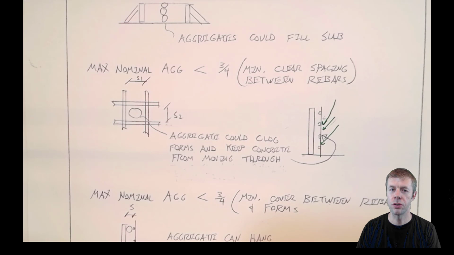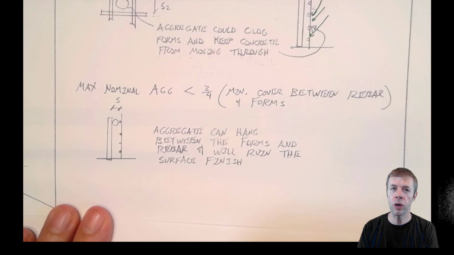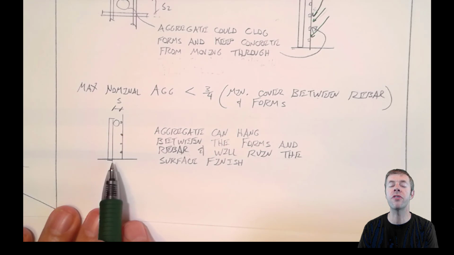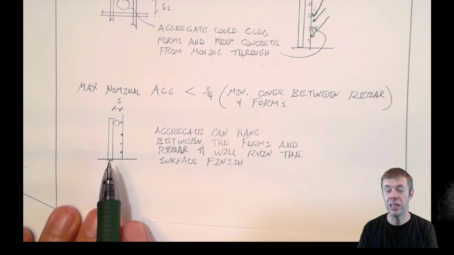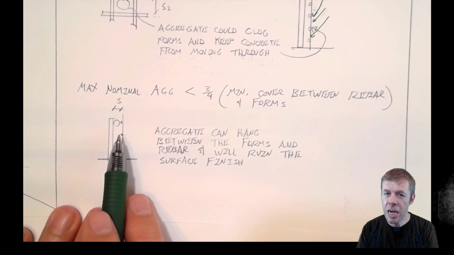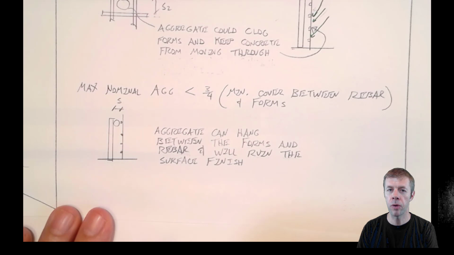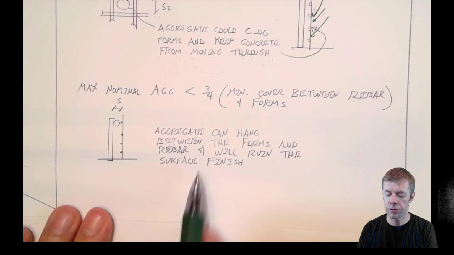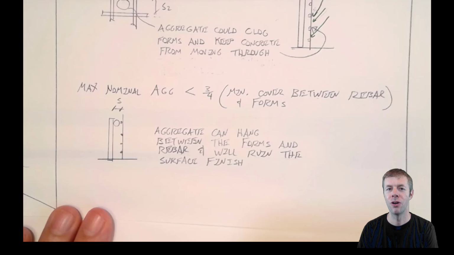And also, if you have concrete where you're really concerned about the look or the aesthetics, or also if you're concerned about the quality of the cover, cover is the area between the steel and the surface of the concrete, and the cover is very important for durability. Again, if you're pouring this type of structure, the minimum cover between the rebar and the forms, 3/4 of that, your maximum aggregate size has to be less than that. Or your aggregate can hang between the forms and rebar and will ruin the surface finish and will reduce the effective cover on your steel. Again, this is important.